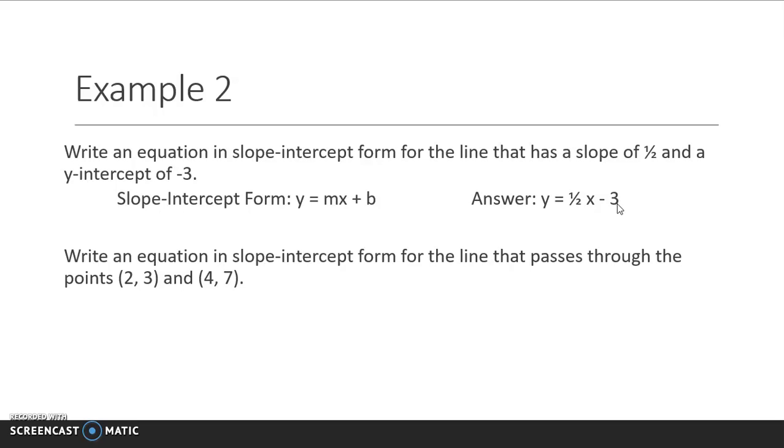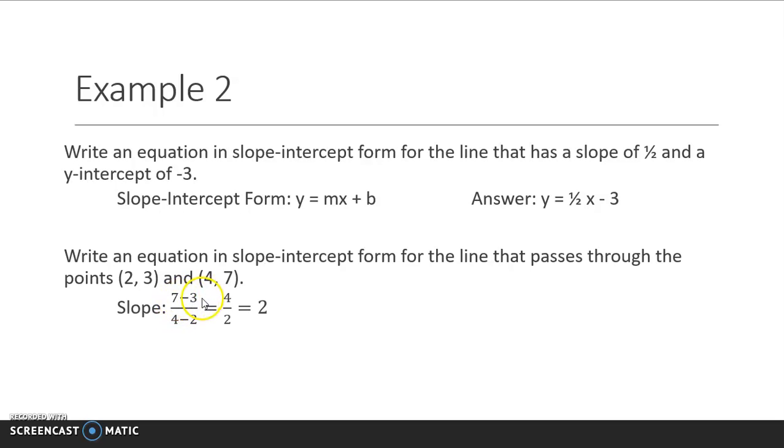In this one, it says write an equation in slope-intercept form for the line that passes through the points (2, 3) and (4, 7). Now, we haven't been given a slope. And remember, these names actually tell you what you need in order to get your final answer. You need a slope and a y-intercept. So what I'm going to do is calculate the slope first.